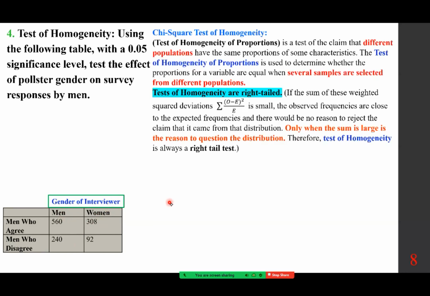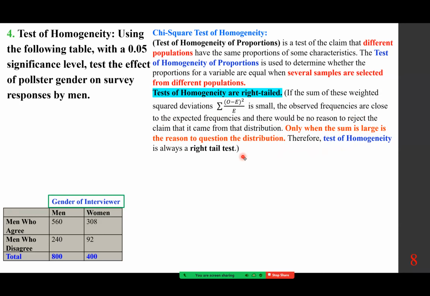Chi-square test of homogeneity. Test of homogeneity of proportions is a test of the claim that different populations have the same proportion of some characteristic. It is used to determine whether the proportions for a variable are equal when several samples are selected from different populations. If the sum of the weighted squared deviations is small, the observed frequencies are close to the expected frequencies, and there would be no reason to reject the claim. Only when the sum is large is there reason to question the distribution. Therefore, the test of homogeneity is always a right-tailed test.